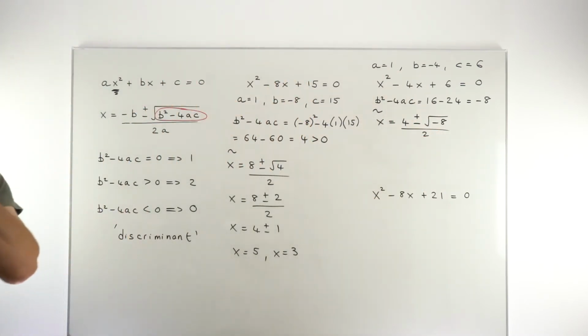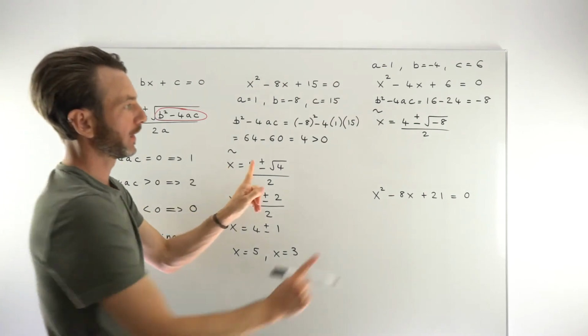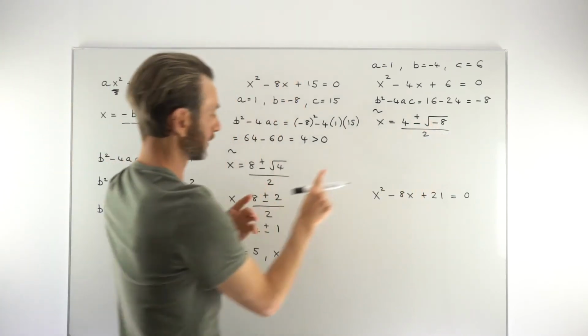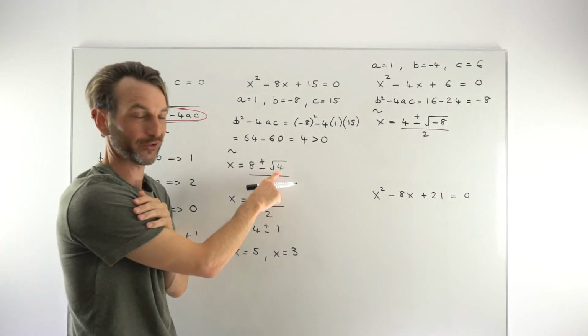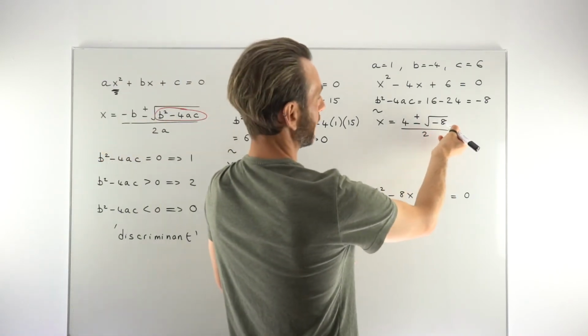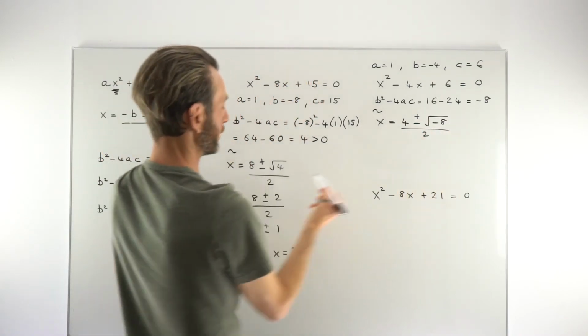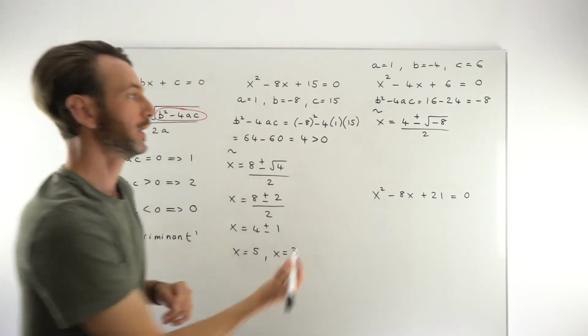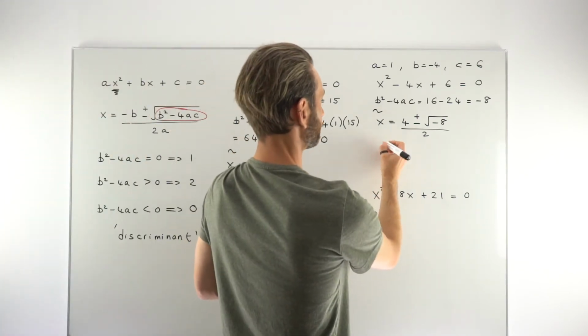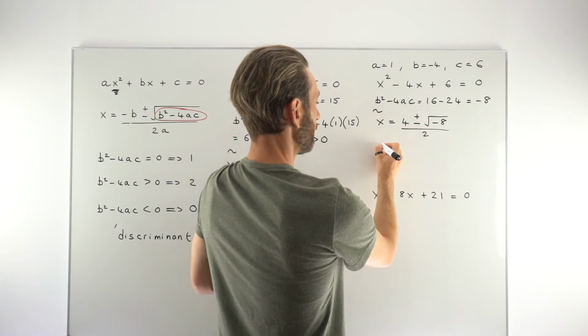So the difference here is that the part under the square root is negative, whereas here it was positive. So we can't square root a negative number, so we can't take this one forward in the same way we took this one forward. What we have to do instead is slightly different.